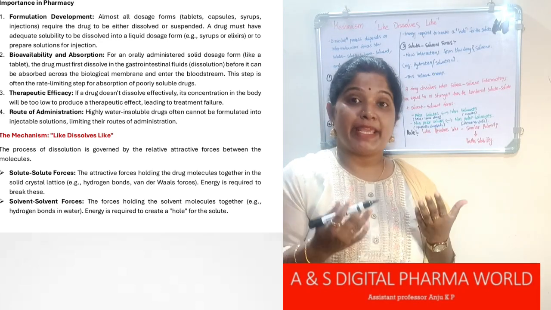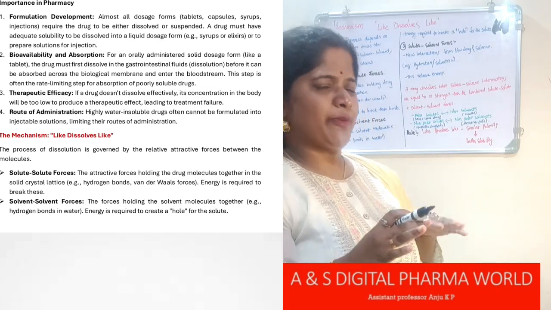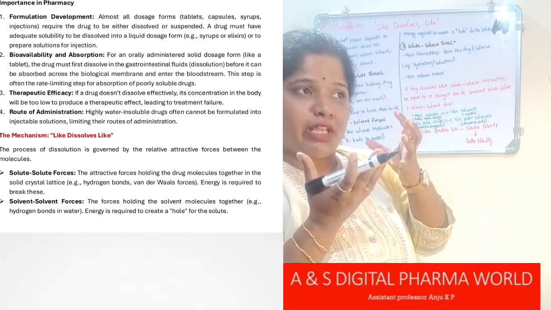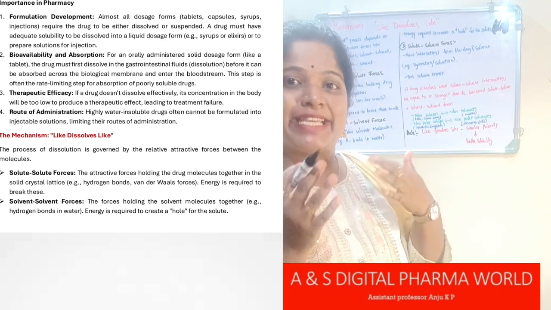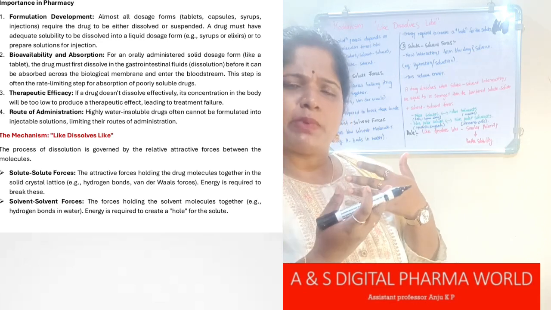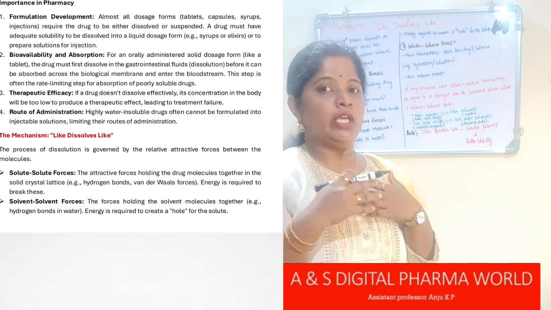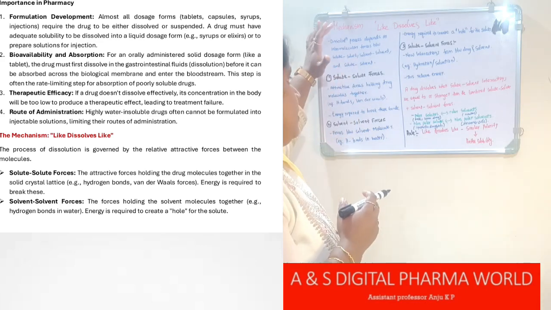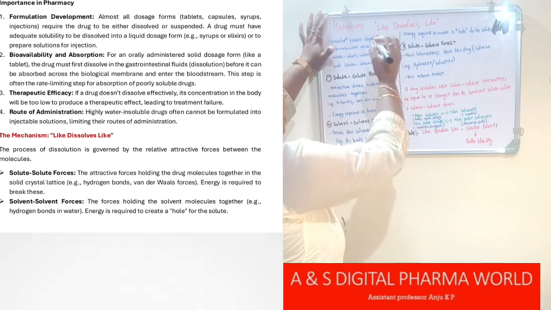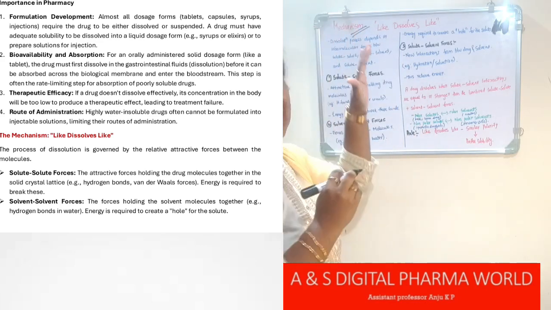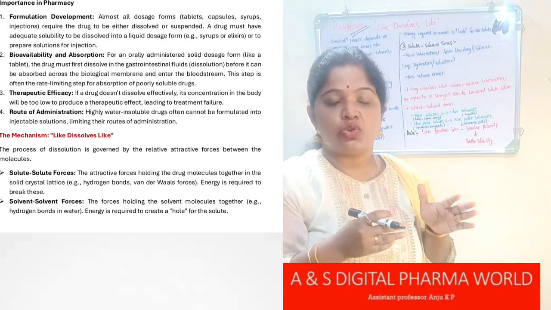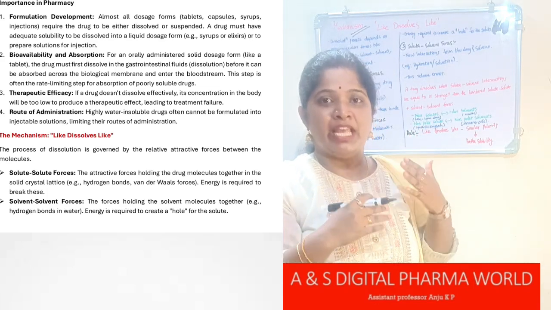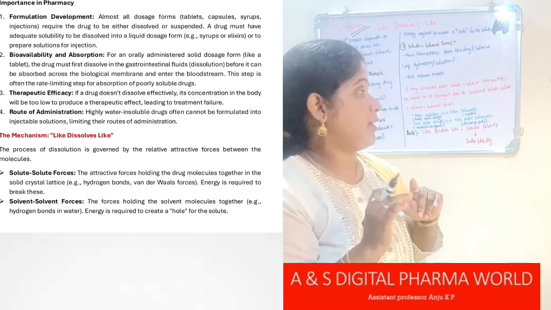Now we will see the mechanism of solubility. Okay, so how our solute and solvent get dissolved. In some cases, why is it not getting dissolved? So what is the principle behind it? The principle or mechanism behind it is like dissolves like. So you always have to remember like dissolves like.